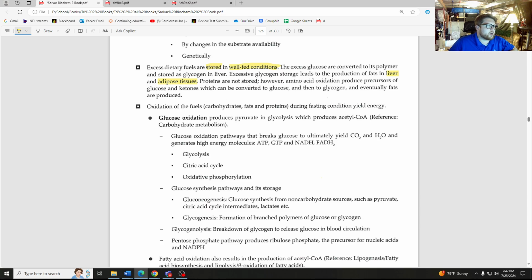Now, proteins are not stored. However, amino acid oxidation produces precursors of glucose and ketones, which can be converted to glucose and then to glycogen, and eventually fats are produced. So a lot of times, if you eat a very, very high protein diet, remember we talked about that positive nitrogen balance, you can lose a certain degree of protein through the urine, but most of the time your body's going to be taking that protein, breaking it down, and then converting it into glucose and then into glycogen, into fats.